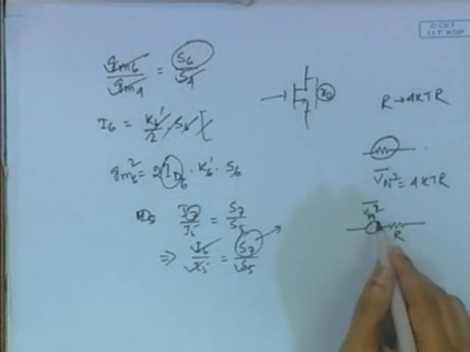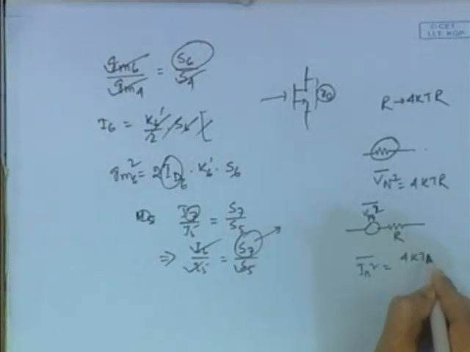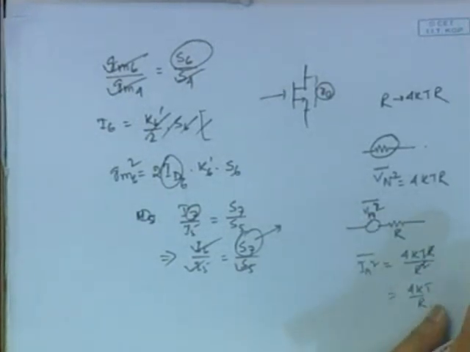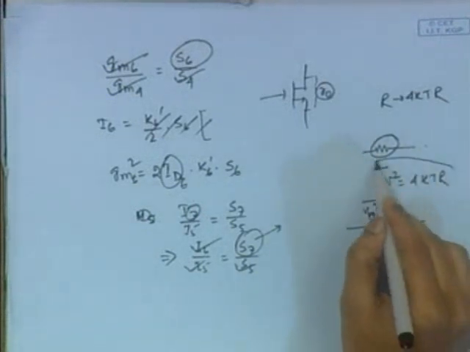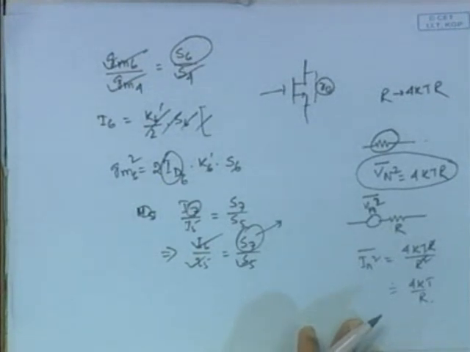Okay, and if we replace it with a current source, what will be the value of that current source? That means In square. We will use the RMS value for the noise voltage or noise current. So what will be the value of In square? In square is basically nothing but 4kTr divided by R square, just dividing Vn square by R square. Okay, that is basically 4kT by R. So a resistance gives rise to a thermal noise of 4kTr.